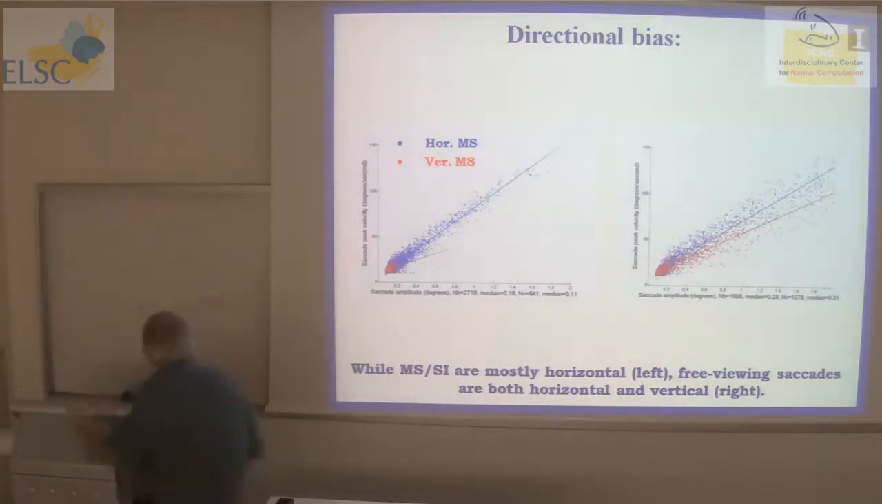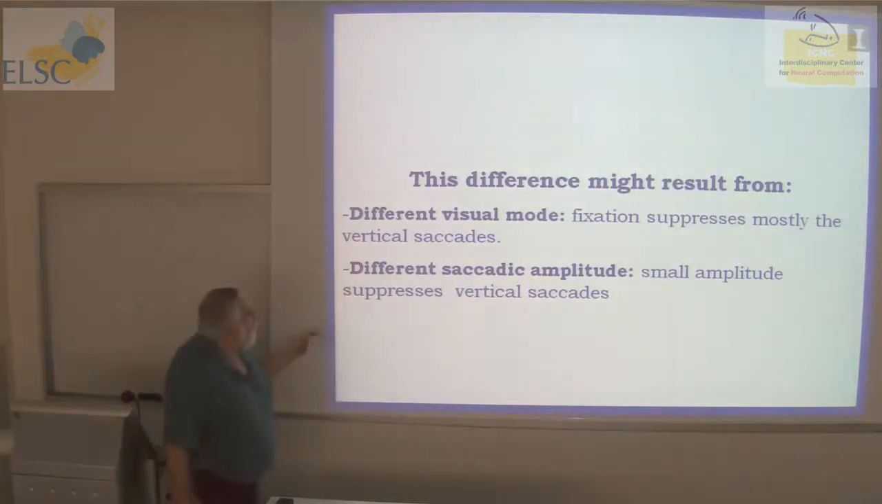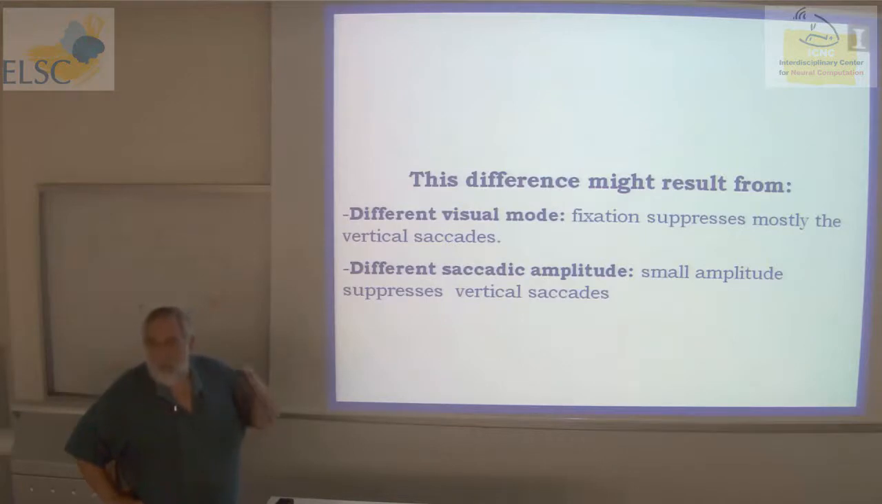There are two possibilities that one can think about. The first is that when you go to fixation, you succeed in suppressing mostly the vertical saccade and not the horizontal one. The second possibility is that when you reach small amplitudes of saccades, those are the microsaccades, and the amplitude is so small that it suppresses the vertical saccade. Vertical saccades involve two nuclei that control them. For horizontal saccades, you need only two antagonist muscles and one center. Could be that that's why you succeed in suppressing the vertical one more and not the horizontal, but it's not clear.